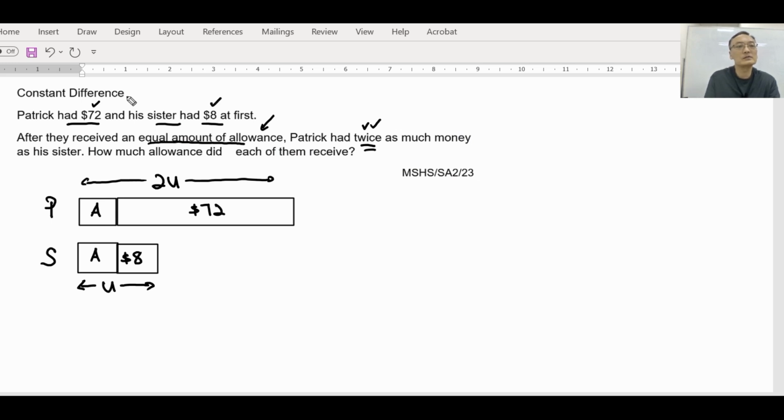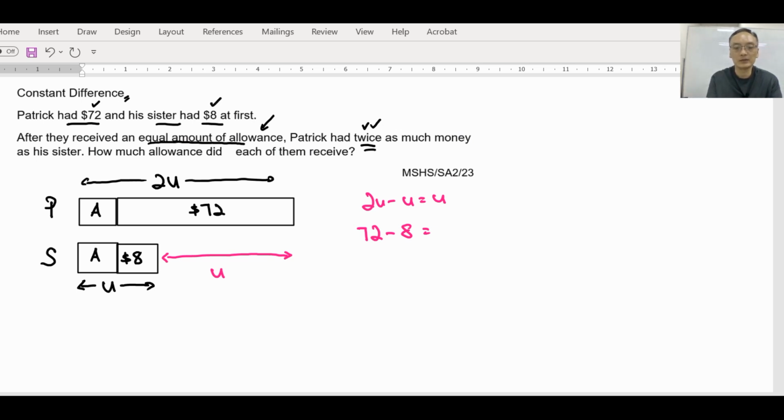Right, so why is this question called constant difference? We notice that the difference over here, which is initially the difference of 72 and $8, is the same difference as in the end, right? So the difference at the beginning and at the end remain the same. Only thing different is now, the difference is 1 unit, because 2 units minus 1, the difference between what they have in the end is 1 unit. And this 1 unit is also equal to the difference of 72 and 8.